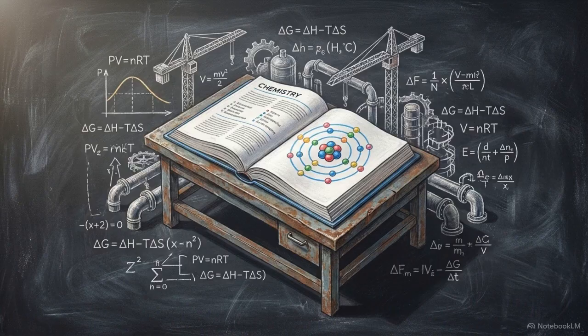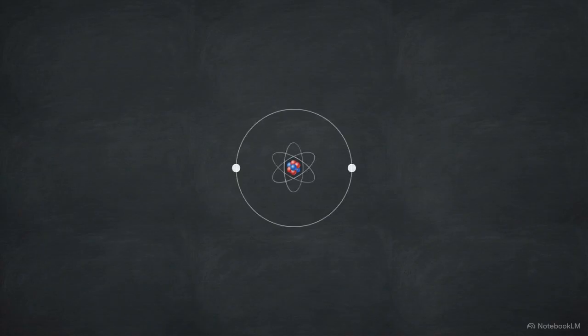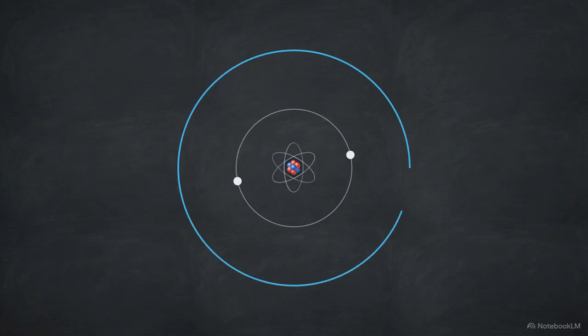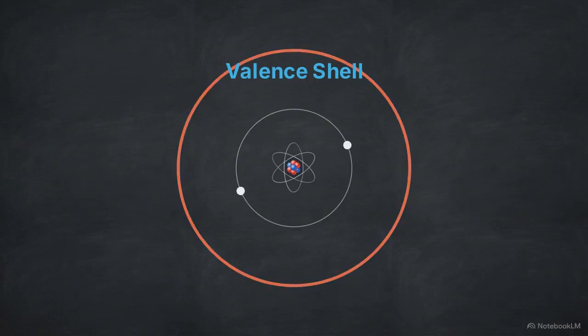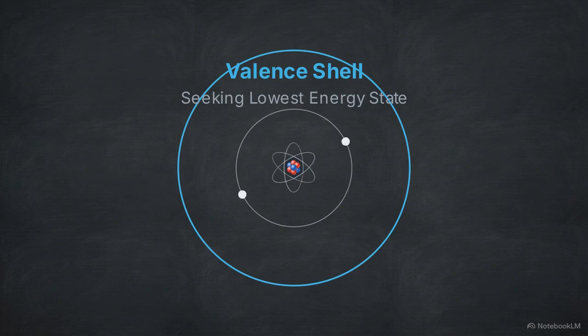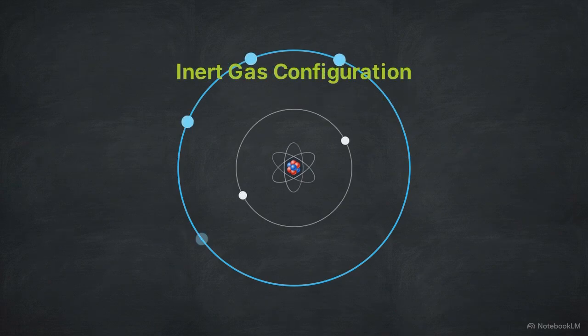The starting point for any chemical interaction is the structure of the atom itself. A dense nucleus of protons and neutrons sits at the center, surrounded by orbiting electrons. It is the outermost boundary of this structure, the valence shell, that dictates how an element behaves in a fluid system. All chemical reactions happen here. Atoms naturally seek the lowest possible energy state. That thermodynamic stability is achieved through an inert gas configuration, meaning the valence shell is completely full with 8 electrons. Once full, the atom stops reacting.